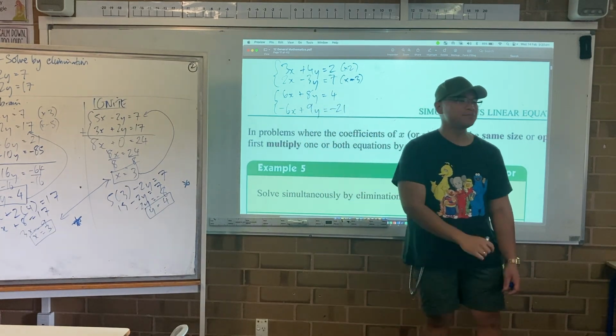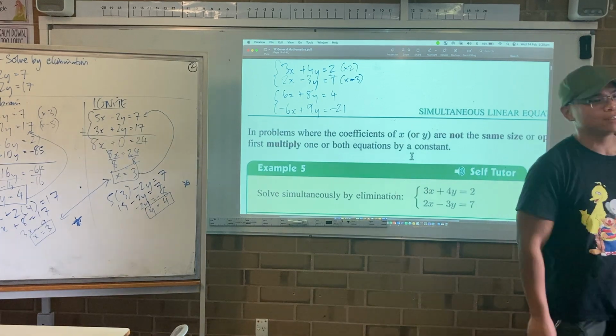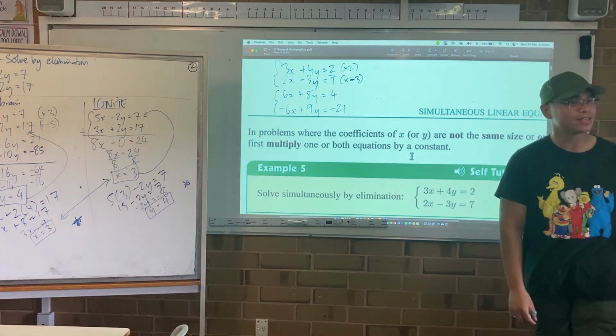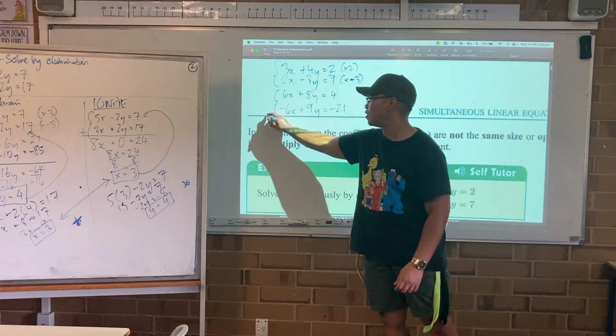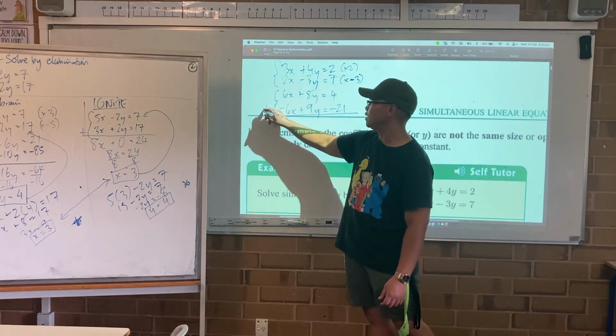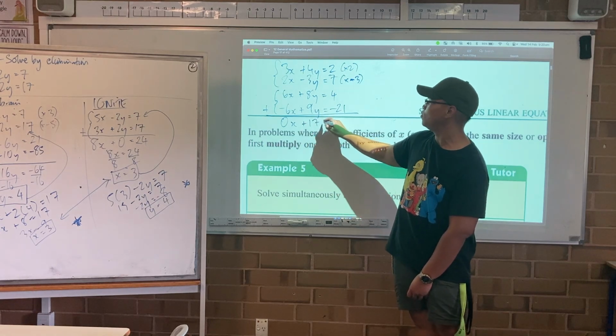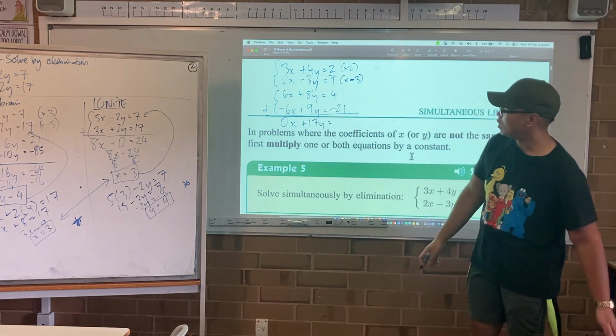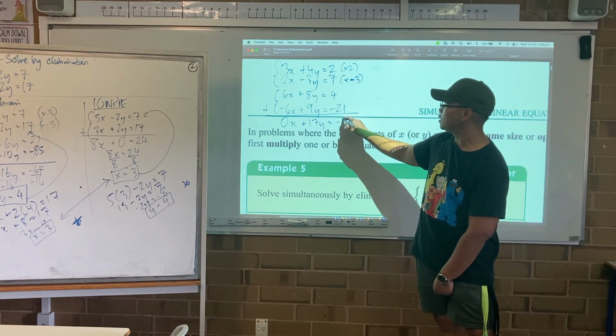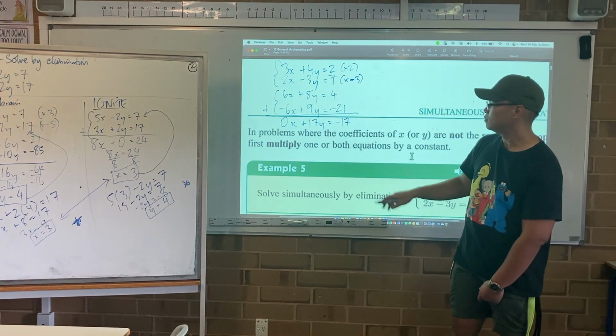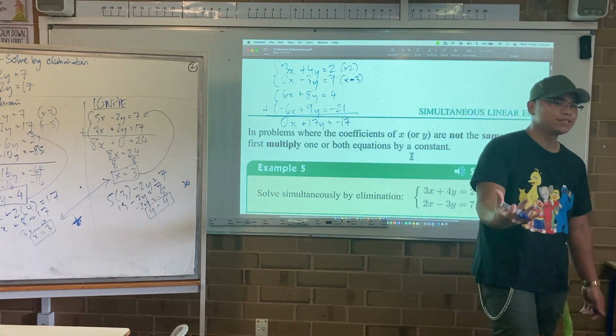Do we have the same size opposite sign on one of the variables now? Yep. Which one is that? X. X will be eliminated. Write the line. Show that I'm adding. No x's left. 8 and 9 is going to be 17y's. 4 take 21, I believe that's going to be negative 17. Couldn't we answer that straight away? 17y is equal to negative 17.